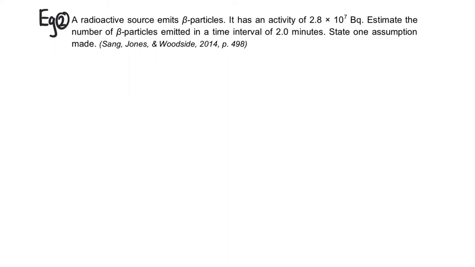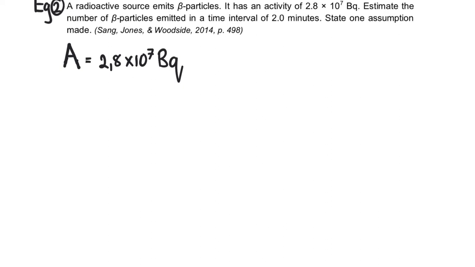A radioactive source emits beta particles. It has an activity of 2,8 times 10 to the 7 becquerel. Estimate the number of beta particles emitted in a time interval of 2 minutes. State one assumption made. This comes from Sang, Jones and Woodside. So the activity is 2,8 times 10 to the 7 becquerel. Now that's the initial activity, because remember we said that the activity falls off.